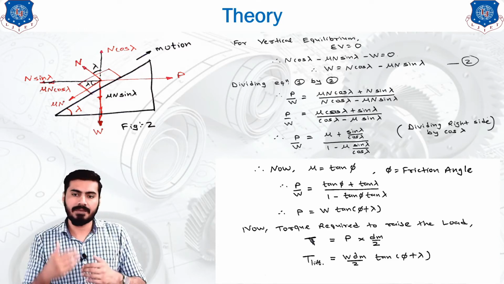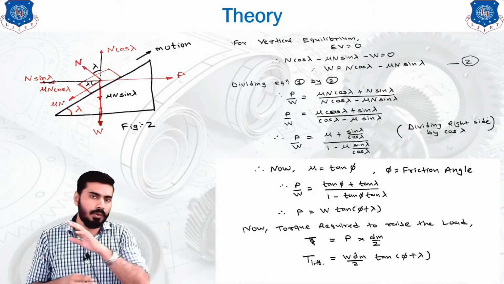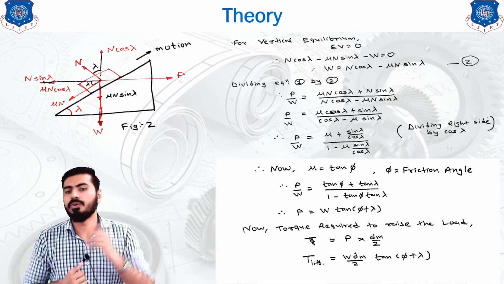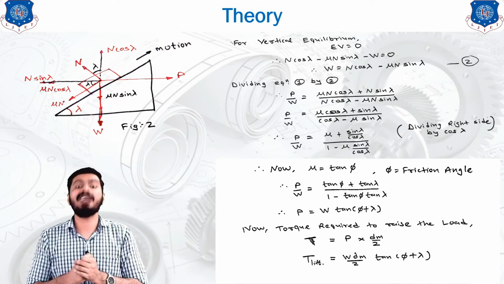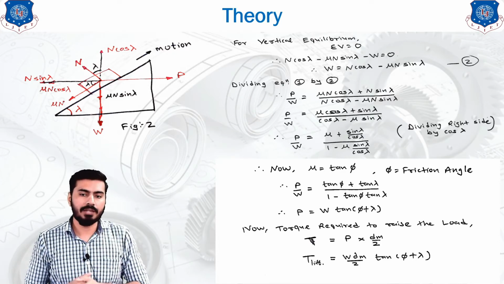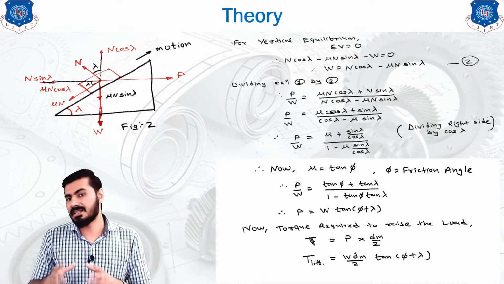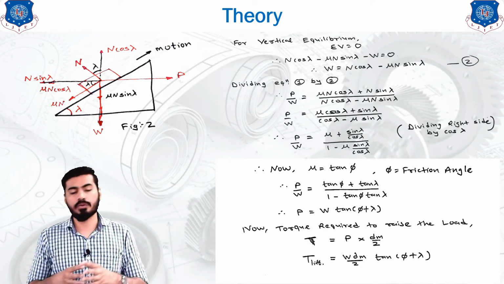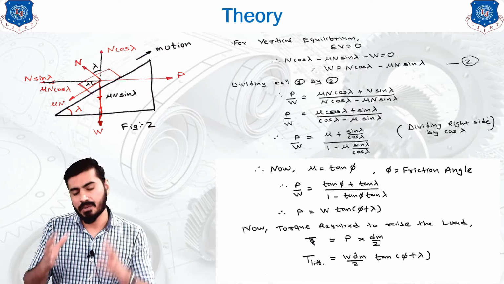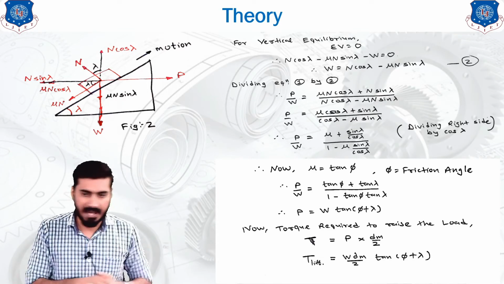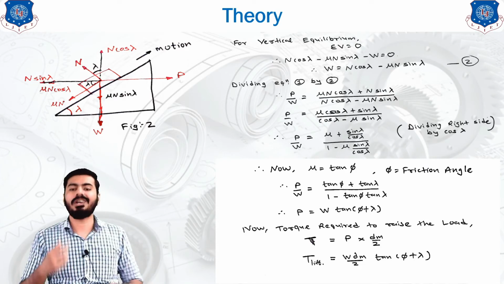Now simplify that by dividing the whole right side by cos lambda, and you will find the ratio of sin lambda and cos lambda, which is also known as tan lambda. So if you put the value of tan lambda and mu equals tan phi, that is the basic relation in the case of friction, then you will be able to simplify the equation in terms of tan of phi plus lambda. So P equals W into tan of phi plus lambda.